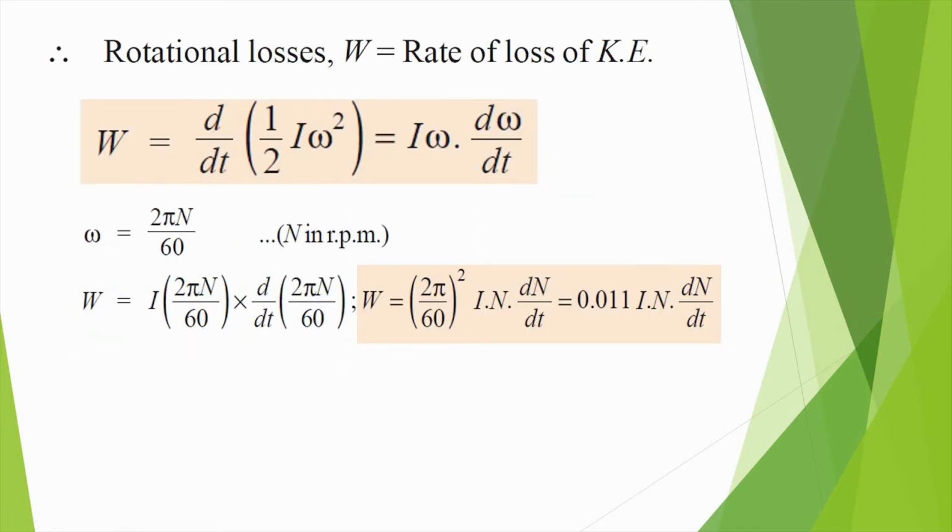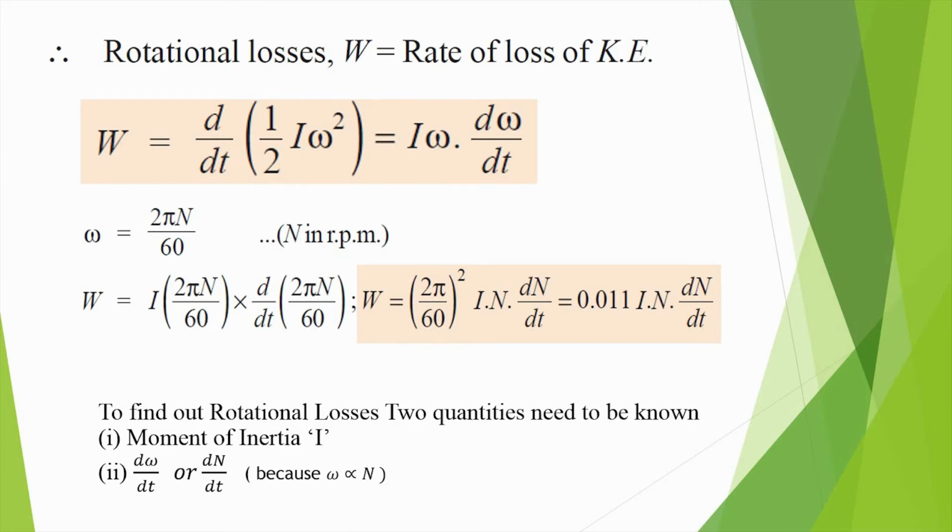The rotational losses will be equal to the rate of loss of kinetic energy, so we can calculate the loss from it. The kinetic energy formula is 1/2 I omega square. Differentiating it and putting in the basic speed formula, we get W equal to 0.011 I N dN by dt. Here we have two variables to find in order to get the rotational losses: one is the moment of inertia I, and the other is the rate of change of speed, dN by dt or d omega by dt.